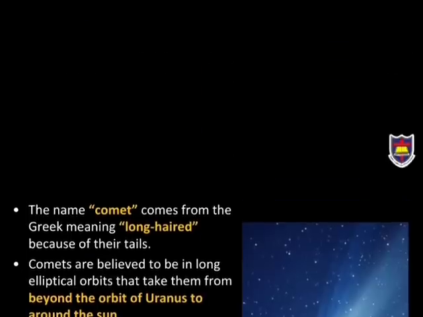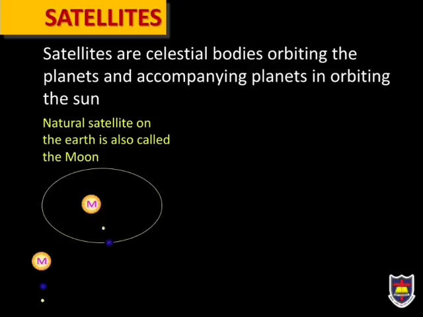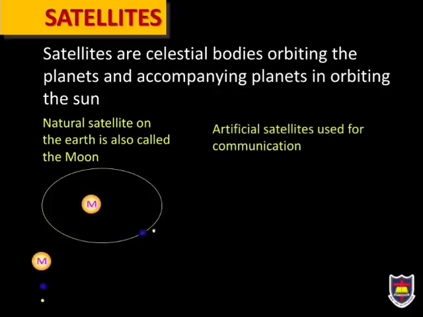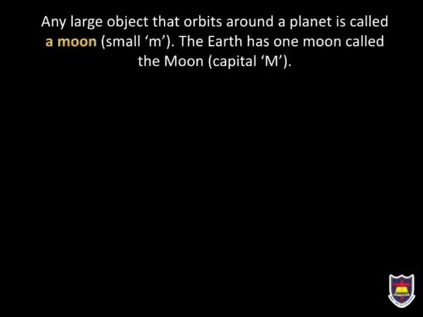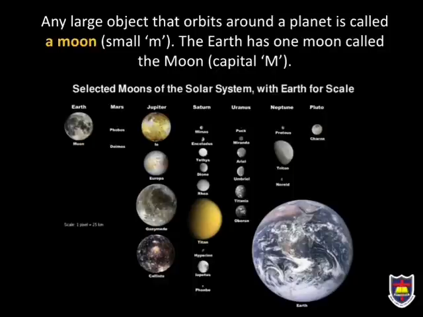Next, we will learn about the satellites. Satellites are celestial bodies orbiting the planets and accompanying the planet in orbiting the Sun. The natural satellite of the Earth is called the Moon, and an artificial satellite is used for communication. Any large object that orbits around a planet is called a moon, with a small m. The Earth has one moon called the Moon, with a capital M.